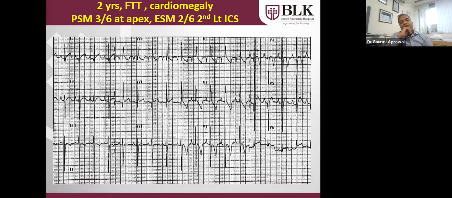Ostium secundum will have right axis deviation. Ostium primum or AV canal will have left axis deviation. The pansystolic murmur at the apex is due to mitral regurgitation, and the ejection systolic murmur at the left second intercostal space is due to the increased flow through the pulmonary valve. Understood?